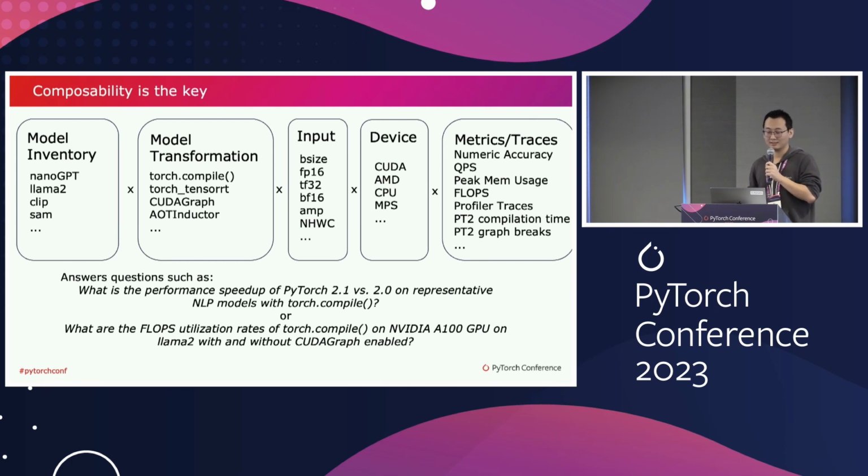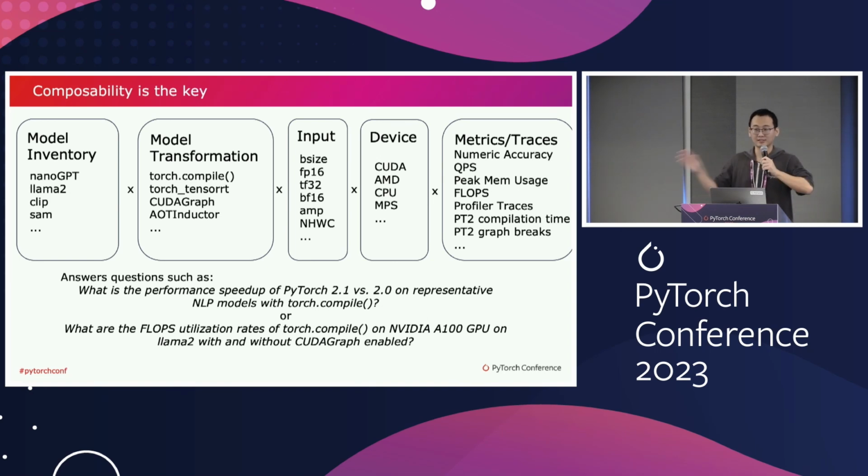And last but not least, we have very good collaboration with PT2. It will tell you how much time it takes to compile this model and how many graph breaks there are, right? And based on that, you can design a test that says, okay, I don't want my model to have more than, say, 2 graph breaks on PyTorch 2, right? This will be integrated into PyTorch CI so that the performance of your model can be guarded.